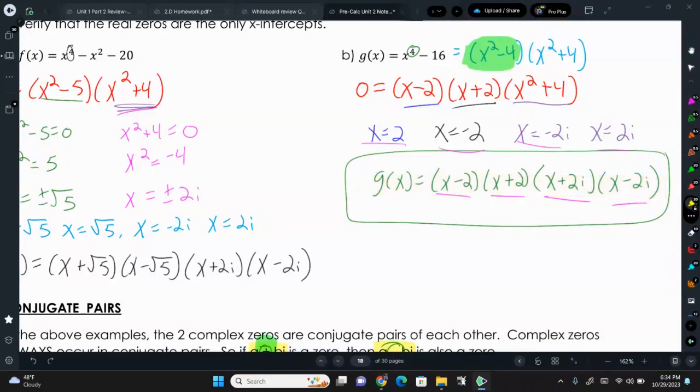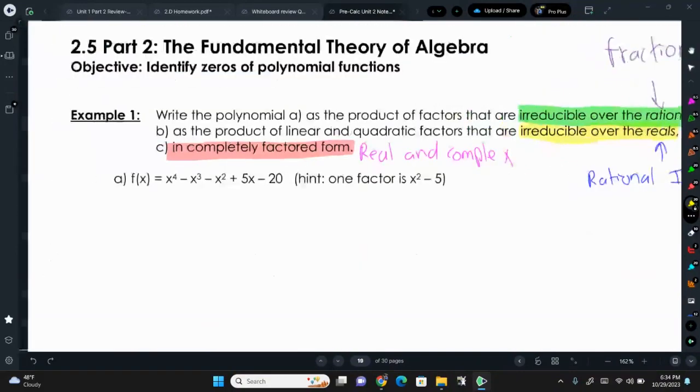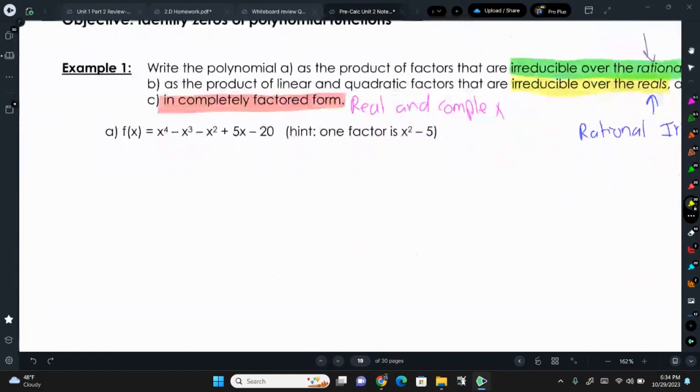So as we look at the problem that we're doing today, as we're getting to completely factored form with the real and complex linear factors, we are going to eventually get to the irreducible over the rationals and irreducible over the reals on our way to the completely factored form.